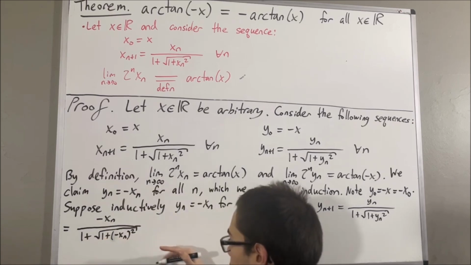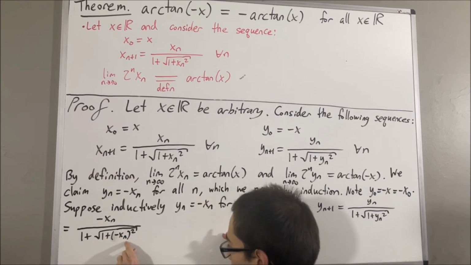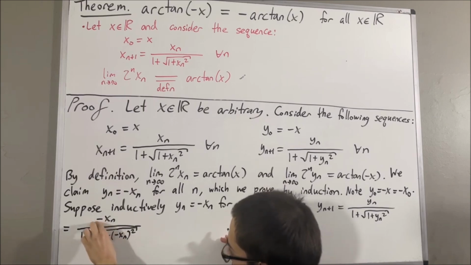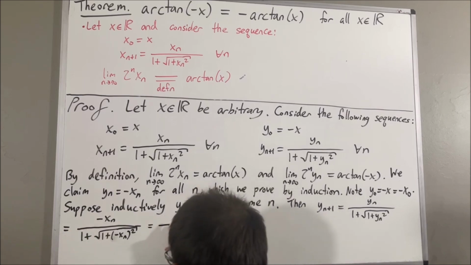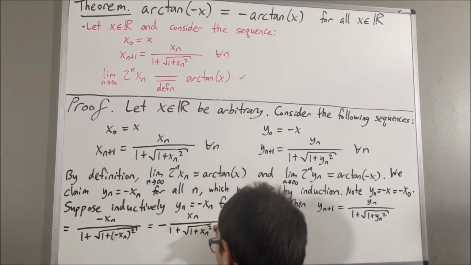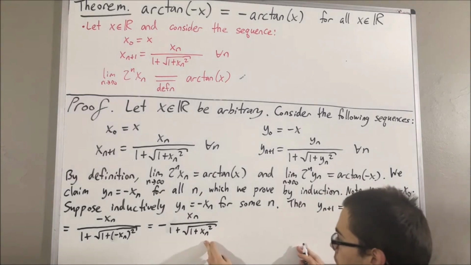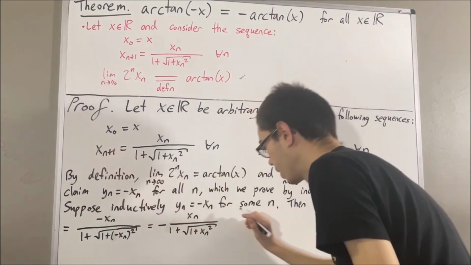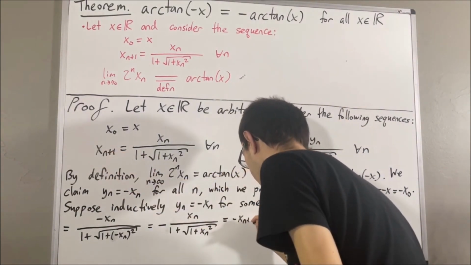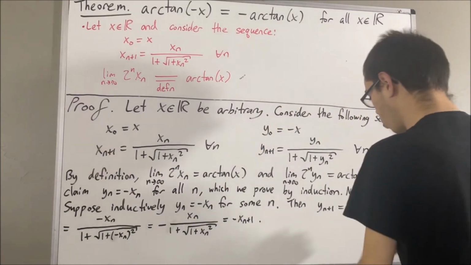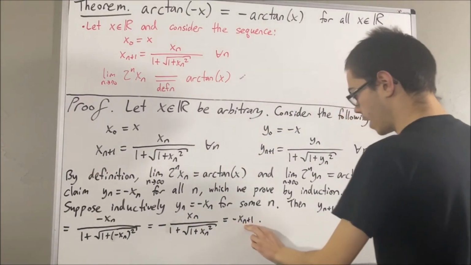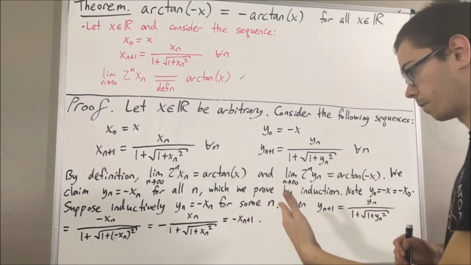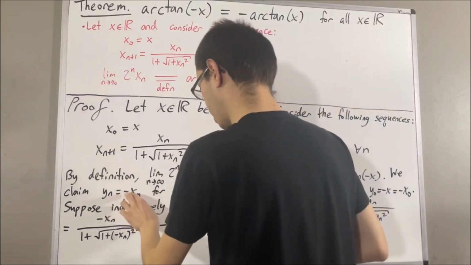So we have this. But then, clearly, 1 plus negative x_n squared is equal to 1 plus x_n squared, and we can just pull the negative sign to the front of the fraction. So we have this. But by definition, this is equal to x_{n+1}. So this is just negative x_{n+1}. So we have that y_{n+1} is equal to negative x_{n+1}. This closes the induction, and so our claim is proven. We have that y_n is equal to negative x_n for all n.